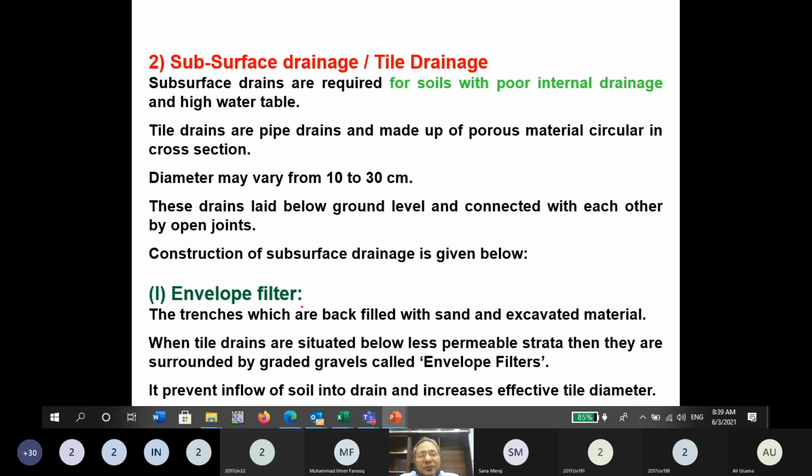Of course, we have to discharge the water into the rivers, but without treating or after treating? After treatment. So it means if the water quality is not acceptable as per the WHO standards, World Health Organization, if your parameters are worse than the standards, then the water must first be treated and then thrown into the river. Now we have to discuss the subsurface drainage.